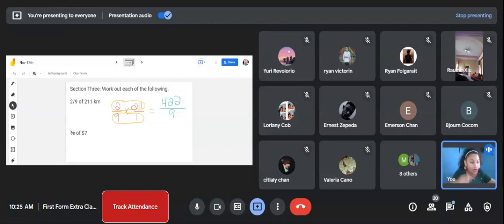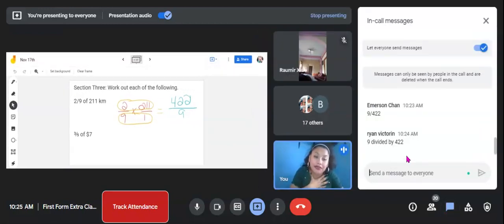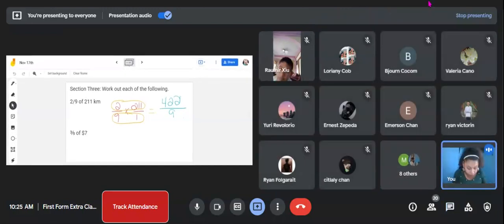So we have to change 422 over 9 to a mixed number. And how do we do that? We have to divide by 9. It should be 422 divided by 9. So that is what we have to do. If you have your calculators, use your calculators, because you don't know your times tables.